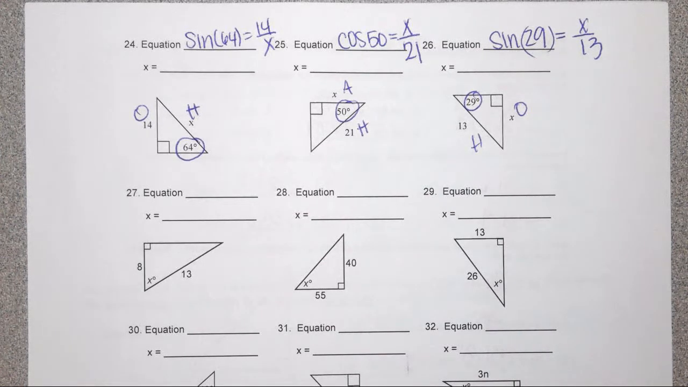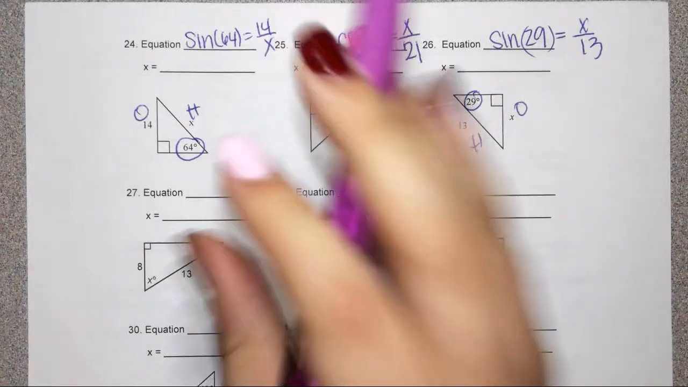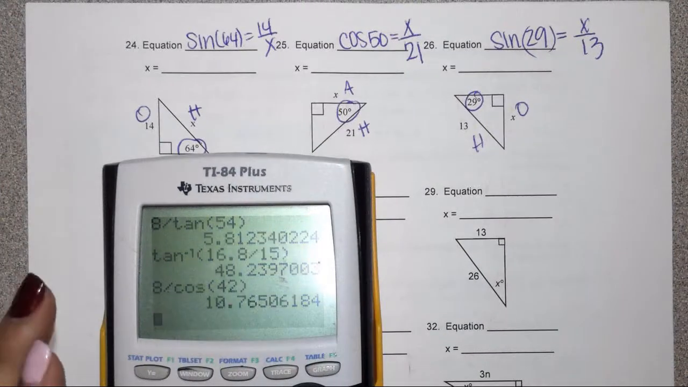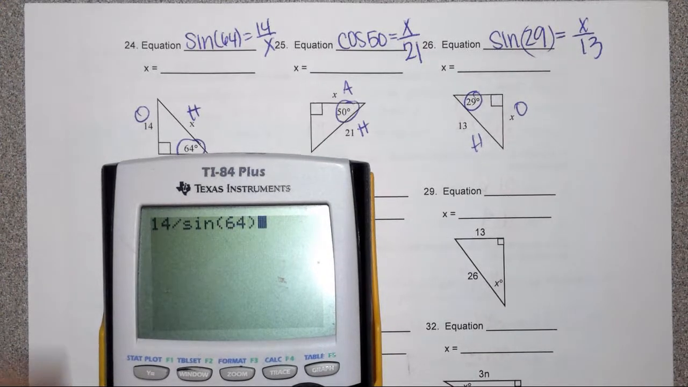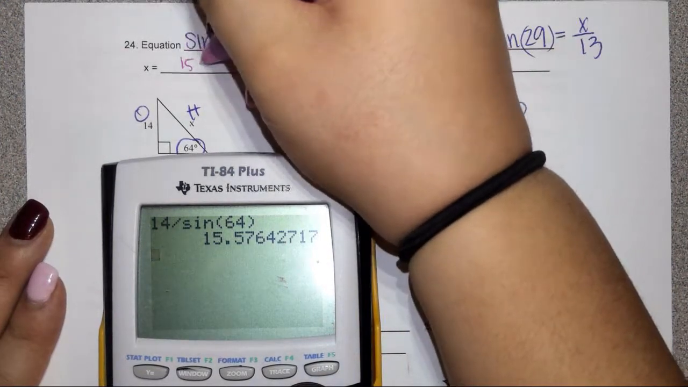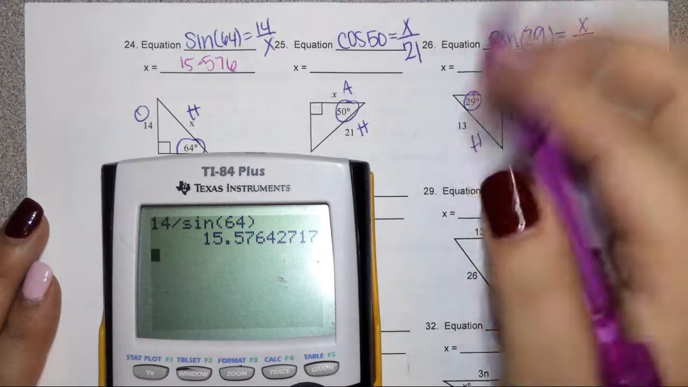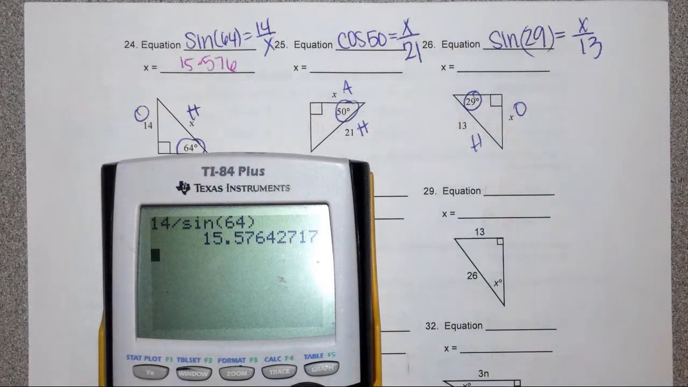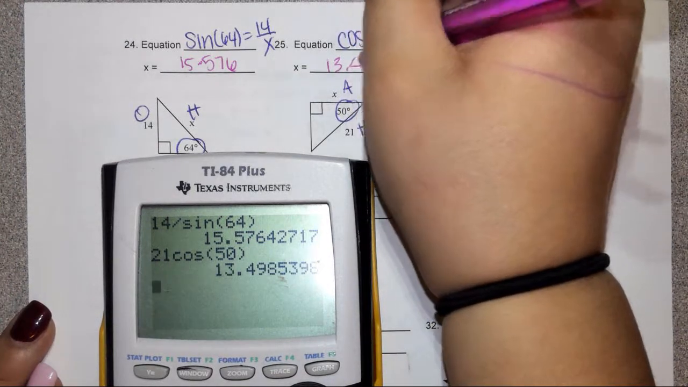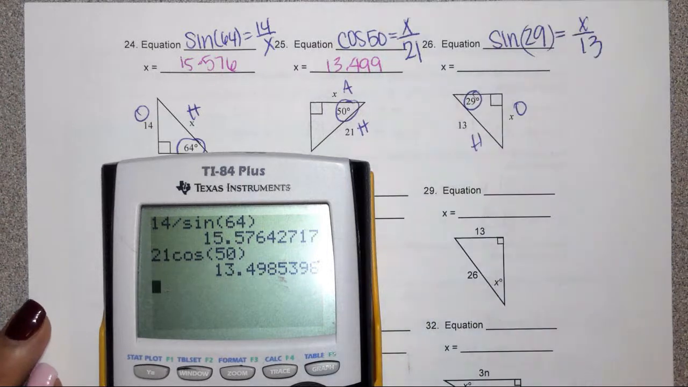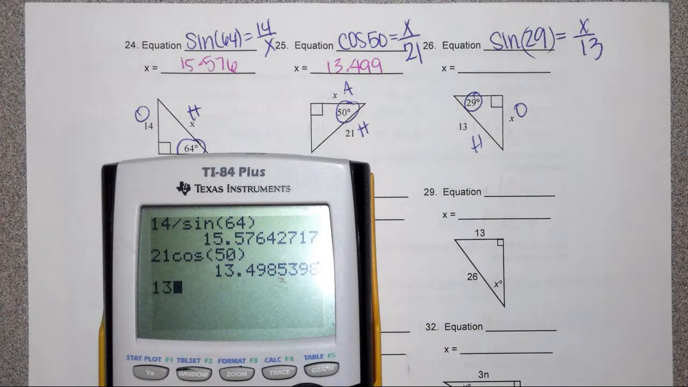All right. Shh, y'all. X is on bottom. What do I do? Switch them around. So I'm going to get 14 divided by sine of 64. Gives me that. X is on top. What do I do? Multiply 21 times cosine of 50. And X is on top. Multiply.